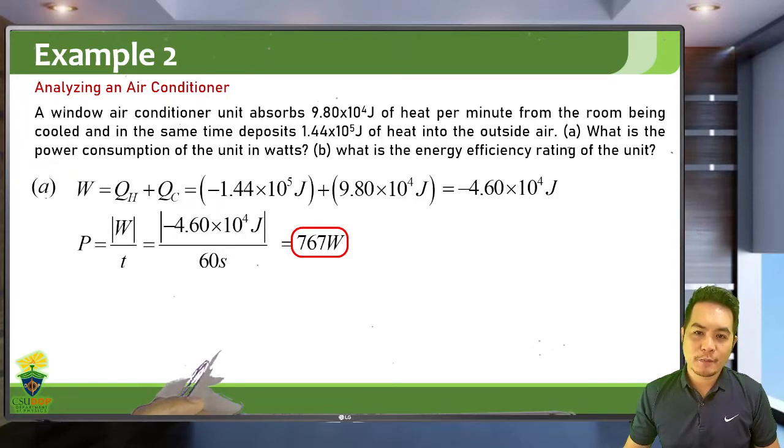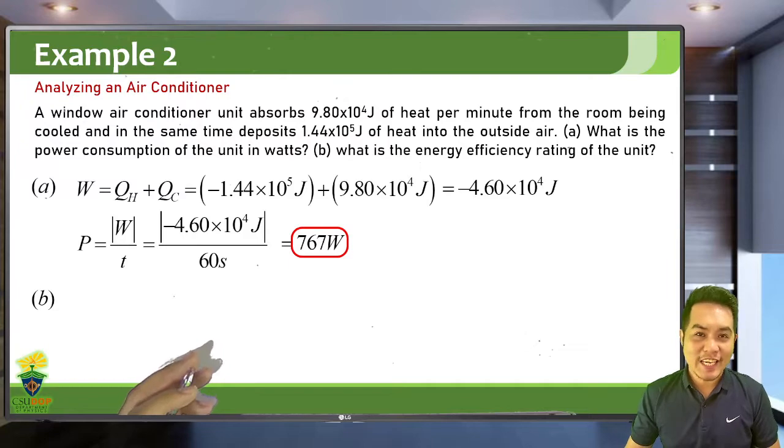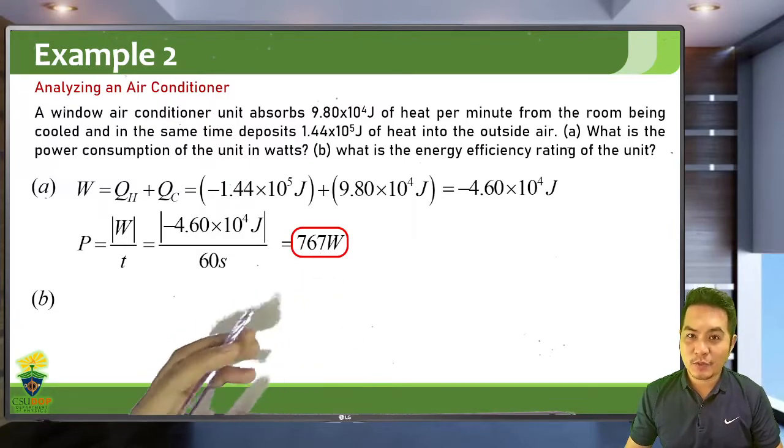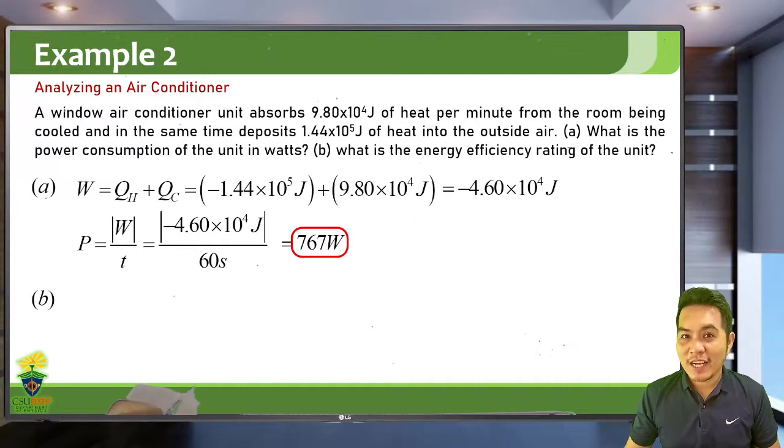So it supplies 767 watts of power to your refrigerator. So what is the energy efficiency rating of the unit? If you want to solve for the EER, you must solve for the heat current and the power. Since we already know the power in watts, we need to solve for the heat current in British thermal units per hour, BTU per hour.